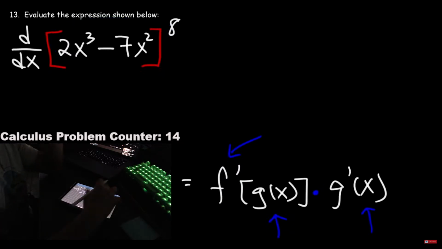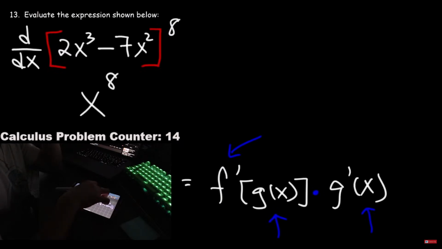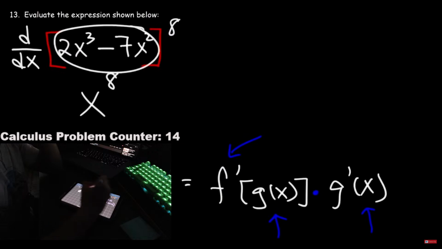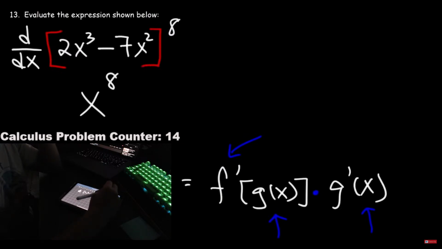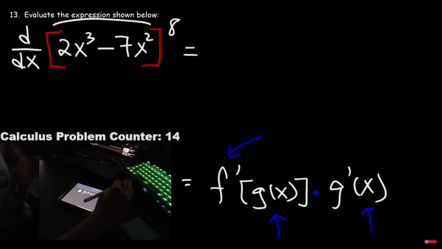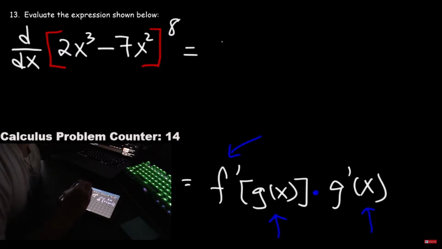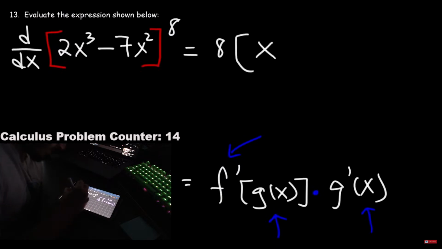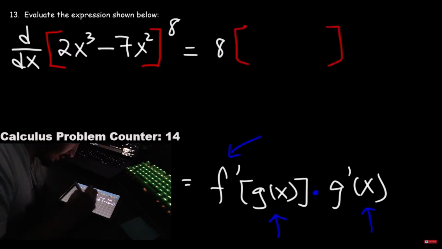So think of the outside portion of the function as x to the 8. That's like f of x. And think of the inside function g of x as being 2x cubed minus 7x squared. So let's differentiate the outside portion. The derivative of x to the 8 would be 8x to the 7th power. So we're going to move the 8 to the front. Now, instead of writing x, we're going to keep everything on the inside exactly the same: 8 times 2x cubed minus 7x squared to the 7.